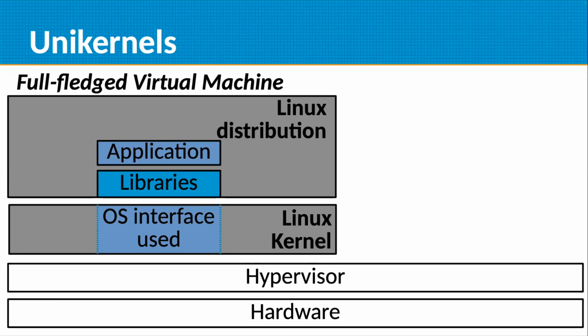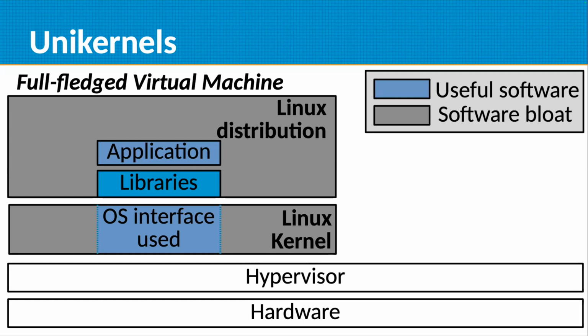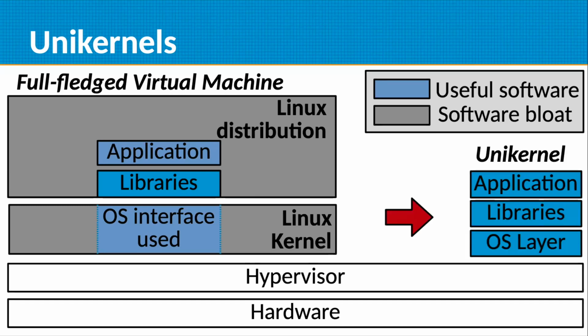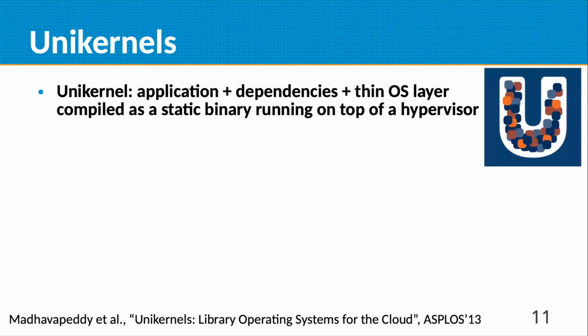So most of the software running in this scenario is actually useless, right? It's bloat. It makes your attack surface large. It makes your resource consumption quite large. So one way to address this problem is unikernels. With unikernels, you compile your application, the dependencies, and a very small operating system layer into a single binary that contains both kernel and application, and you can run that virtualized on top of a hypervisor.